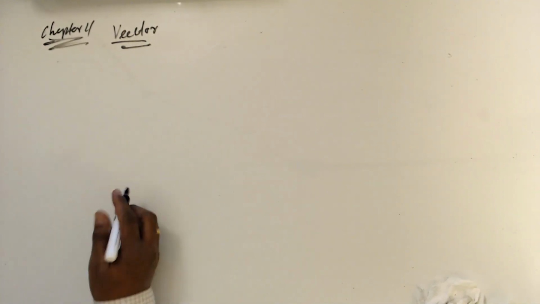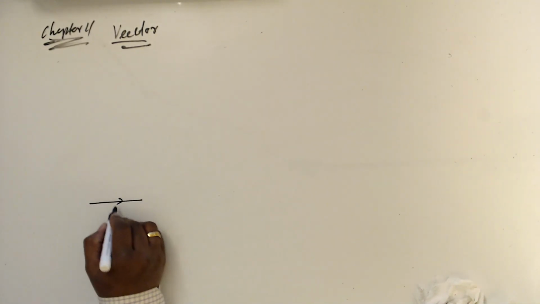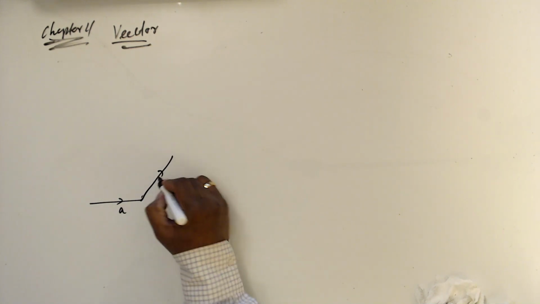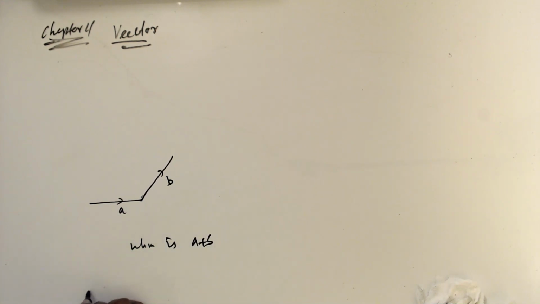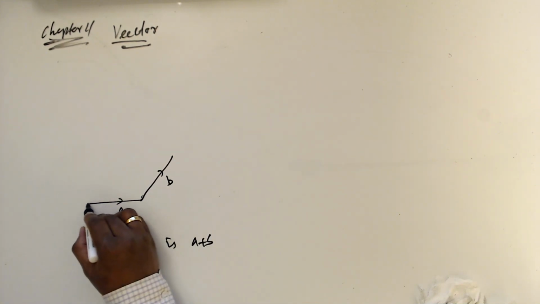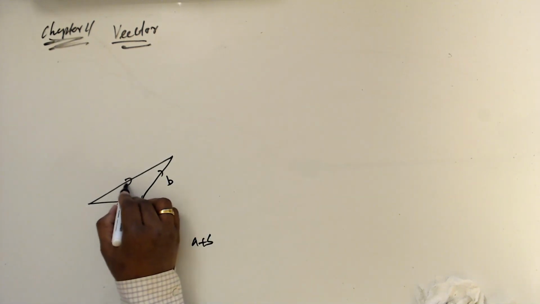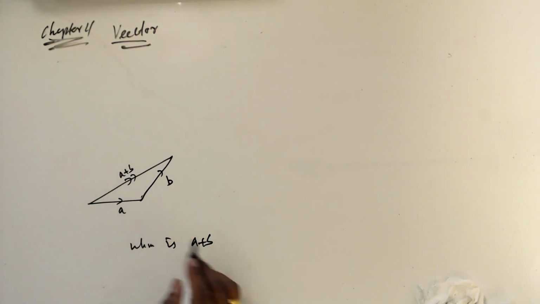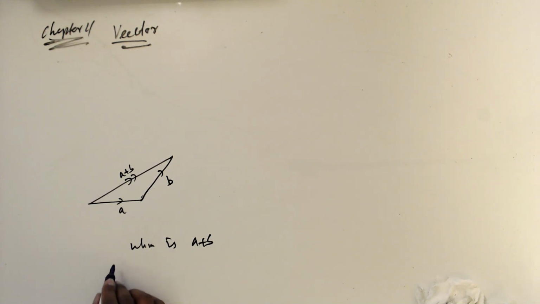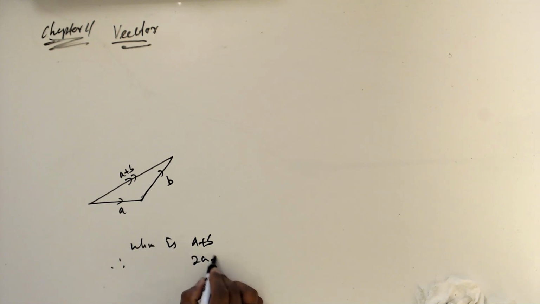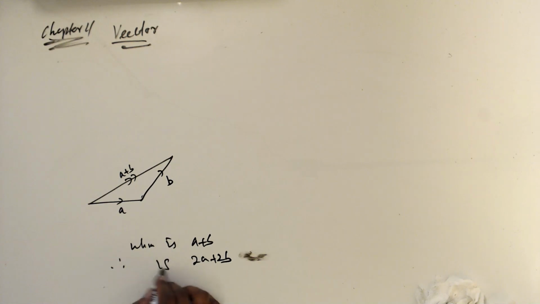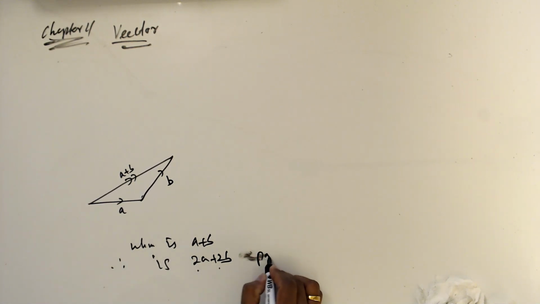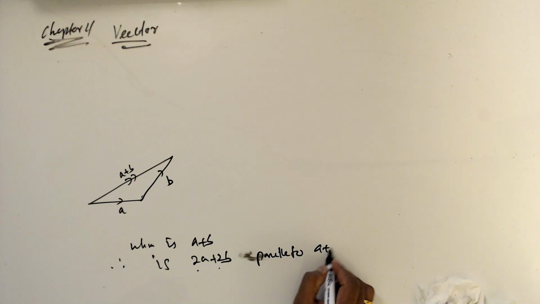So my question is, this is A, this is B. What is A plus B? So A plus B is this. My next question is, is 2A plus 2B parallel to A plus B?